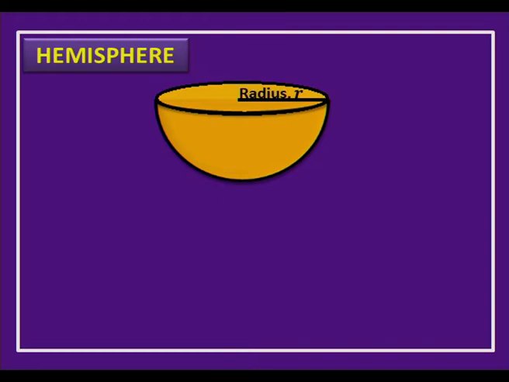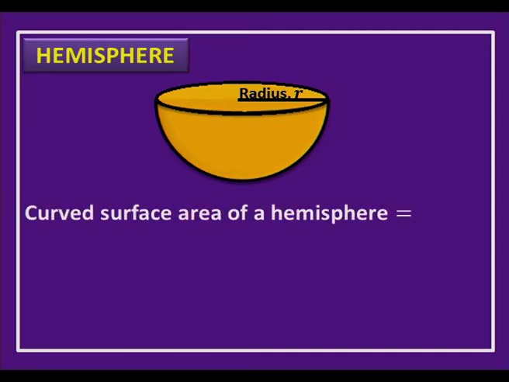Now, take a look at this object shown on your screen, children. What it represents? Yes, it represents exactly half of a sphere. We call this as hemisphere. Half the sphere is called hemisphere. Again, the center and the line segment joining the center and any point on the circumference is the radius r. Okay, children. So, curved surface area of hemisphere is given by, since it is half of a sphere, half into surface area of a sphere.